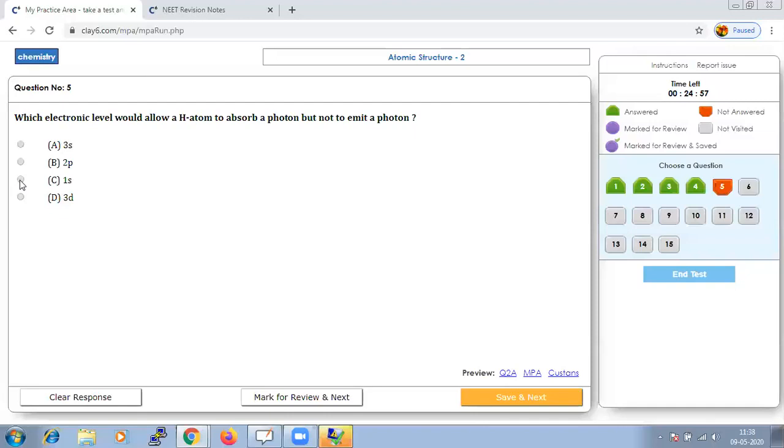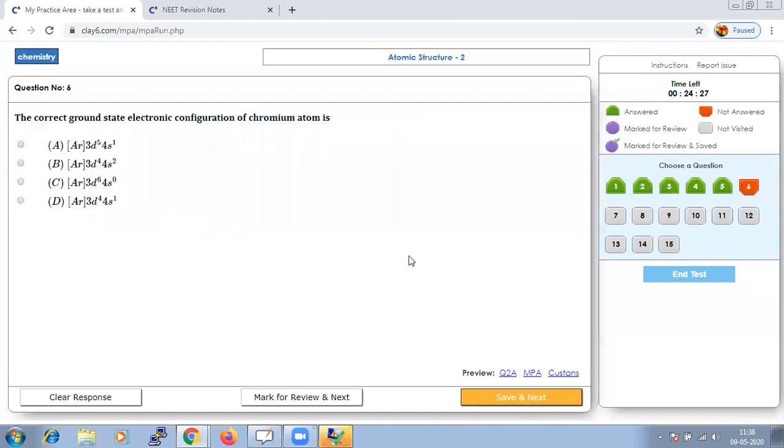You do not need any solving, and please focus on the time. These types of questions we are supposed to answer in a fraction of a second, so that we are able to save our time for numericals, the questions which need solving. We need to focus and be quick in answering these simple questions. Let us save that and go to next.